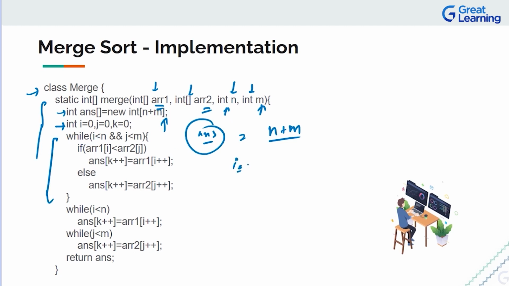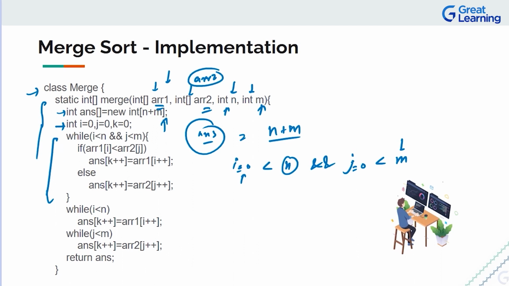So we have this while loop which will iterate. We know i is 0, and it should be less than n, that is the size of this ARR1. And also we have this j pointer which is equal to 0 and it should be less than m, which is the size of this ARR2. So these are the sizes.